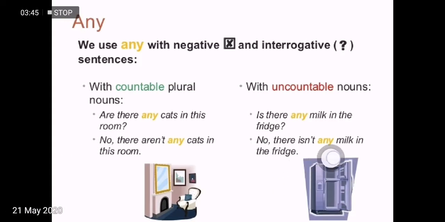Okay, now we have this word any. We use any with negative and interrogative sentences. For example, with countable plural nouns, are there any cats in the room? No, there aren't any cats in this room. And any is used with uncountable nouns like, is there any milk in the fridge? No, there isn't any milk in the fridge. So this is about any.